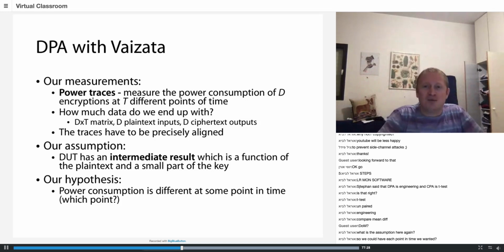Yeah, but again, we don't know which point in time this is. Most of the time, we're not looking at anything. So most of the time, we're not looking at this intermediate result at all. So we're going to get nonsense. So it's going to be a little more involved to actually do this attack, but all will be revealed.